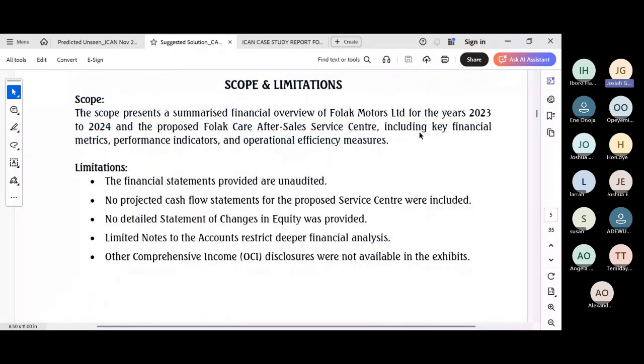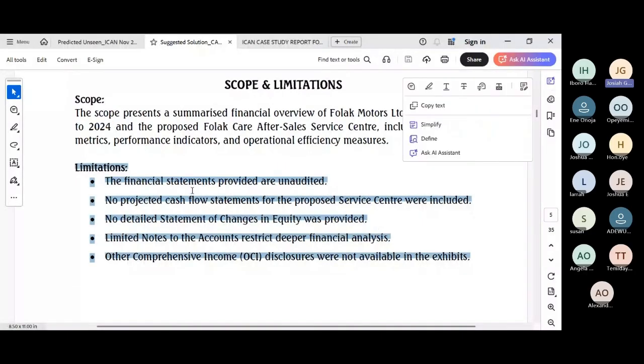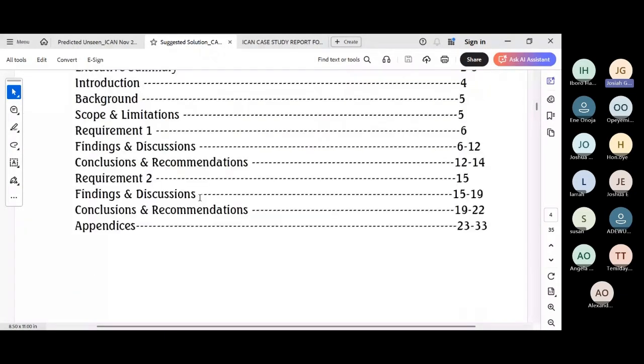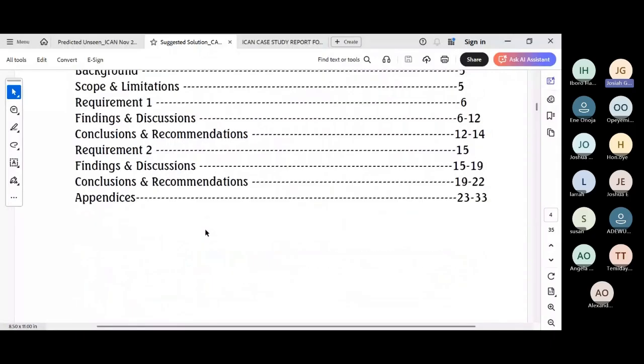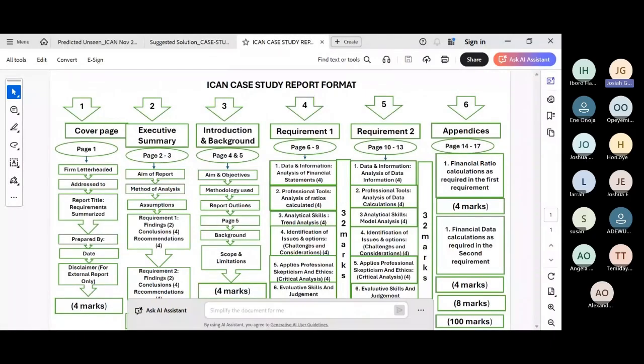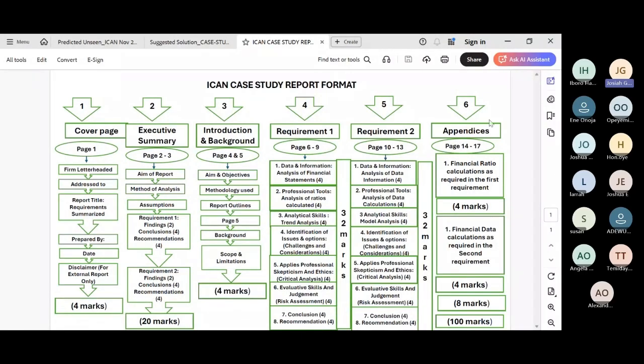Scope is the period that was given to you to cover in the financials. Then the limitations is what you were not given in the Preseen and the unseen. So this page is 2 marks. This other page on introduction is 2 marks, and that will be it. So ladies and gentlemen, we are done with the little analysis on the Preseen and the unseen material for the diet.